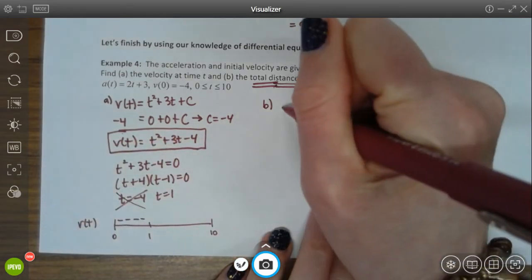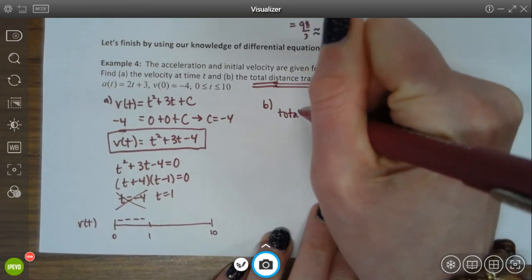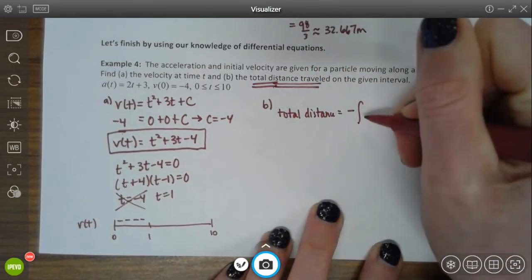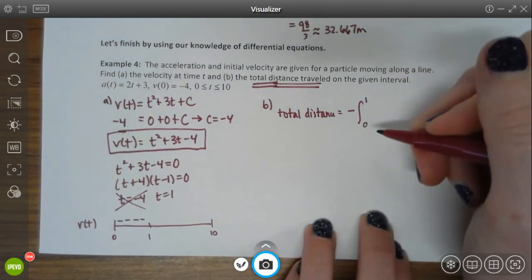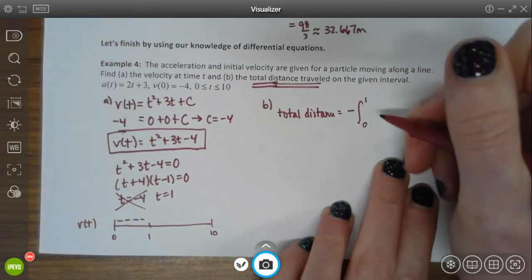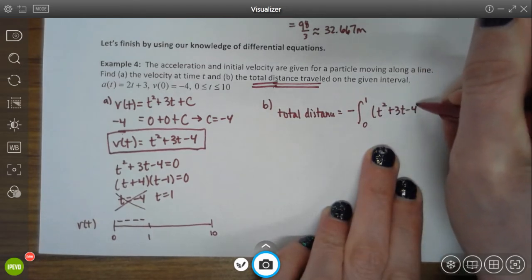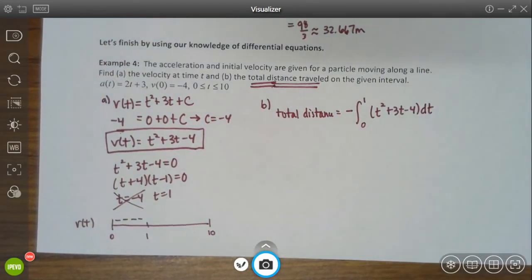So we're going to write our total distance is equal to the negative integral from 0 to 1. So we turn that negative around to a positive. And then we're going to use our velocity function times dt inside our integral there. So there's my distance moving from 0 to 1.